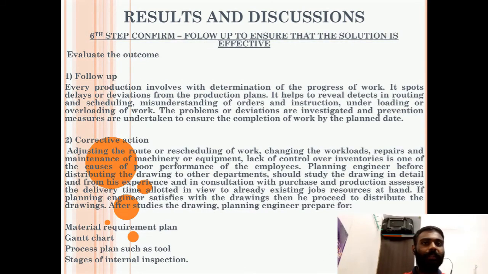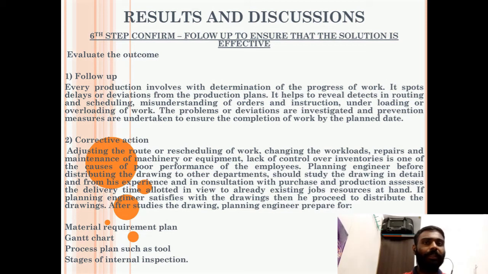The sixth step is evaluate the outcome. First is follow-up. Follow-up helps to reveal defects in routing and scheduling, misunderstanding of orders and instructions, underloading or overloading of work. Second is corrective action.